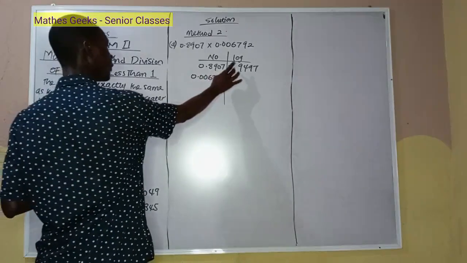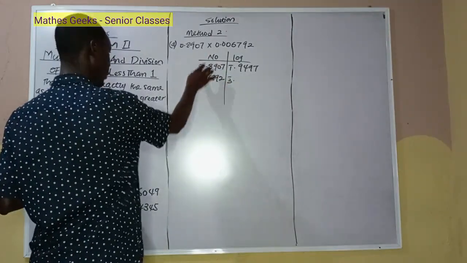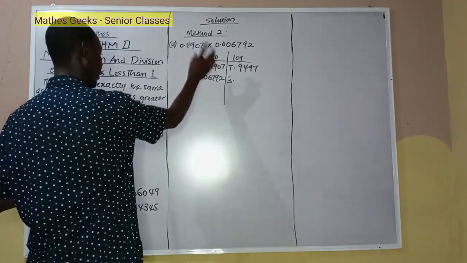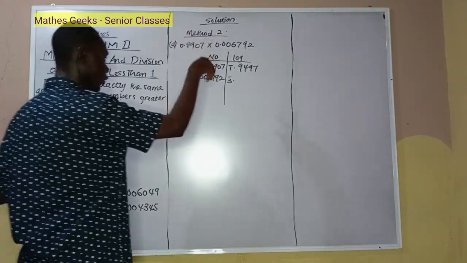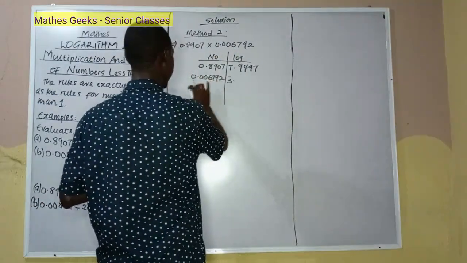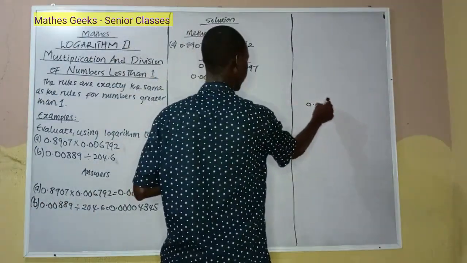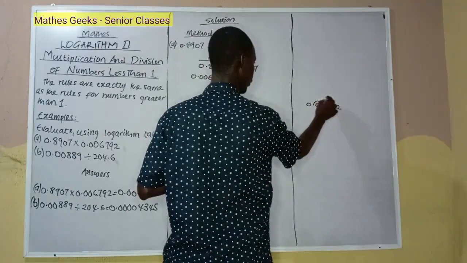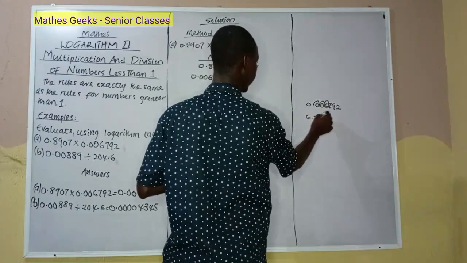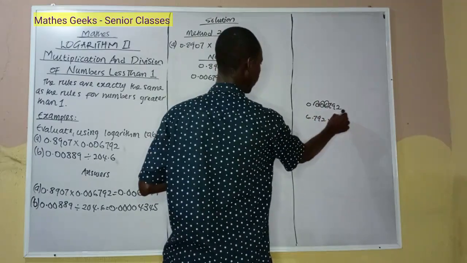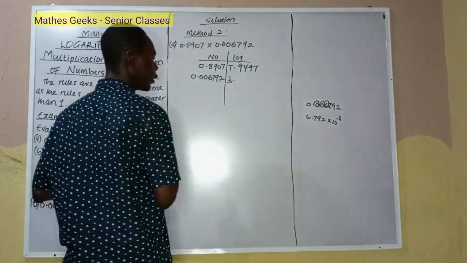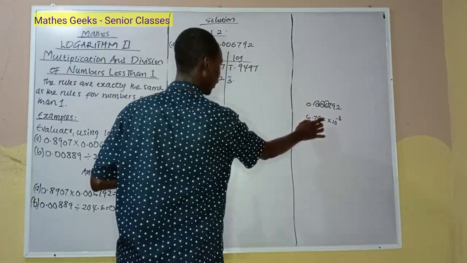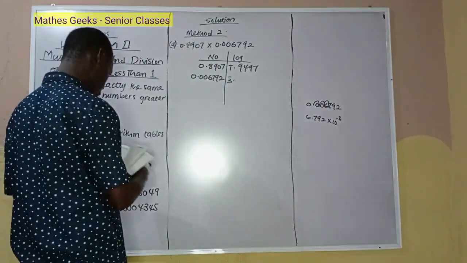Remember that our characteristic here is the part that, if you express it in standard form, will be raised to 10 raised to. So 0.006792 in standard form is 6.792 times 10 raised to minus 3. So this minus 3 is what we have here as our characteristic. Then we will look for 709, difference 2, to get our log.